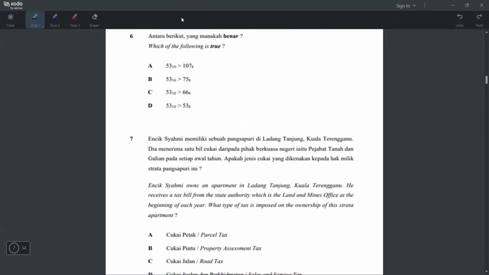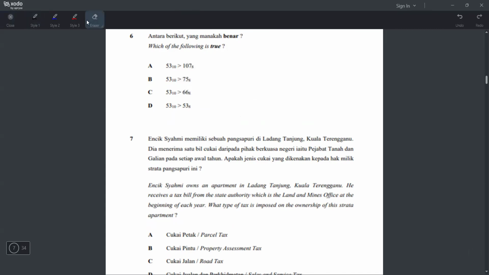Okay, let's do number 6. Antara berikut yang manakah benar? Which of the following is true? Okay, of course you can do it slowly. What do I mean by do it slowly? It means you go to A and then you try to convert this base 8 to base 10. And then you check whether it's true or not, and then you do the same for this, and then you do the same until you get the answer, right? But it's very slow actually.